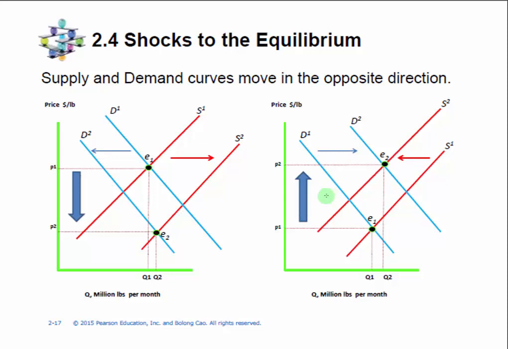Okay, so again, to summarize, if the supply curve and the demand curve move in opposite directions, we will know for sure the price movement, either going up or going down. You probably need to draw a picture to help you remember exactly which direction the price will go. But what we know that is uncertain is the quantity. The equilibrium quantity change is uncertain.